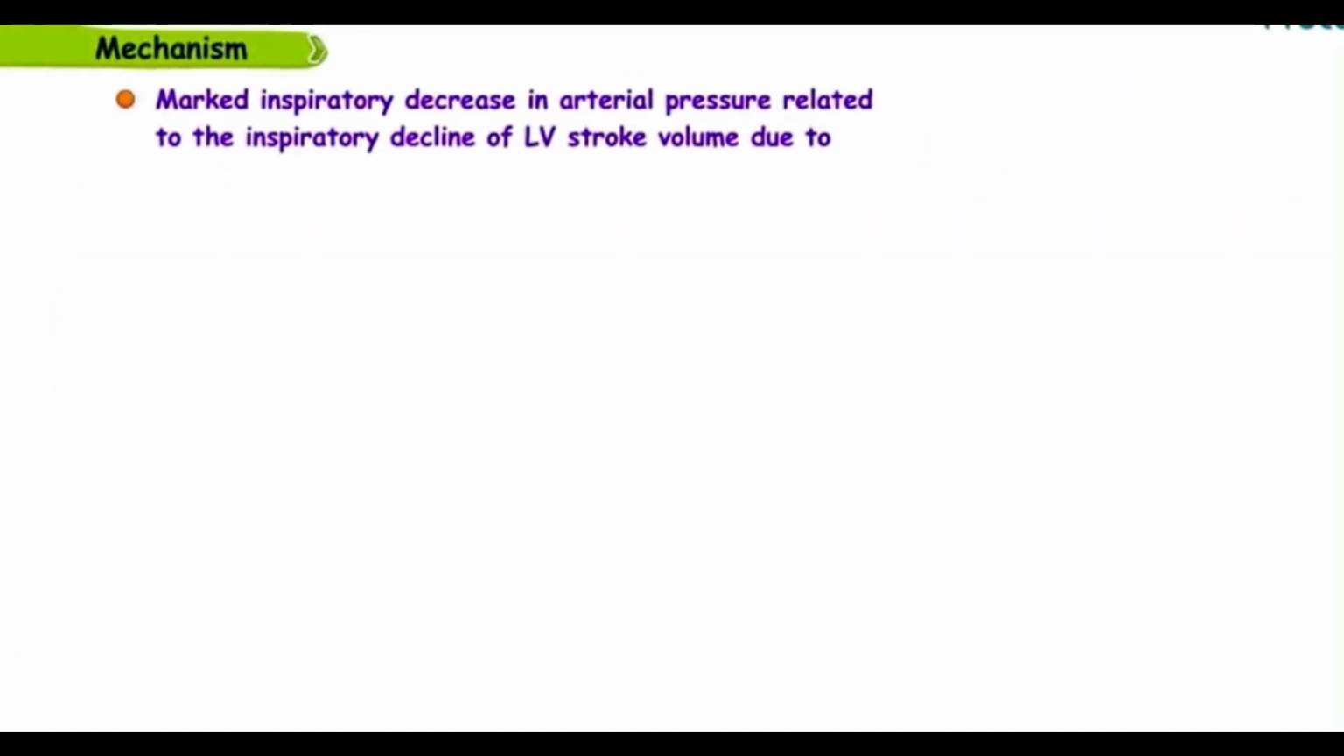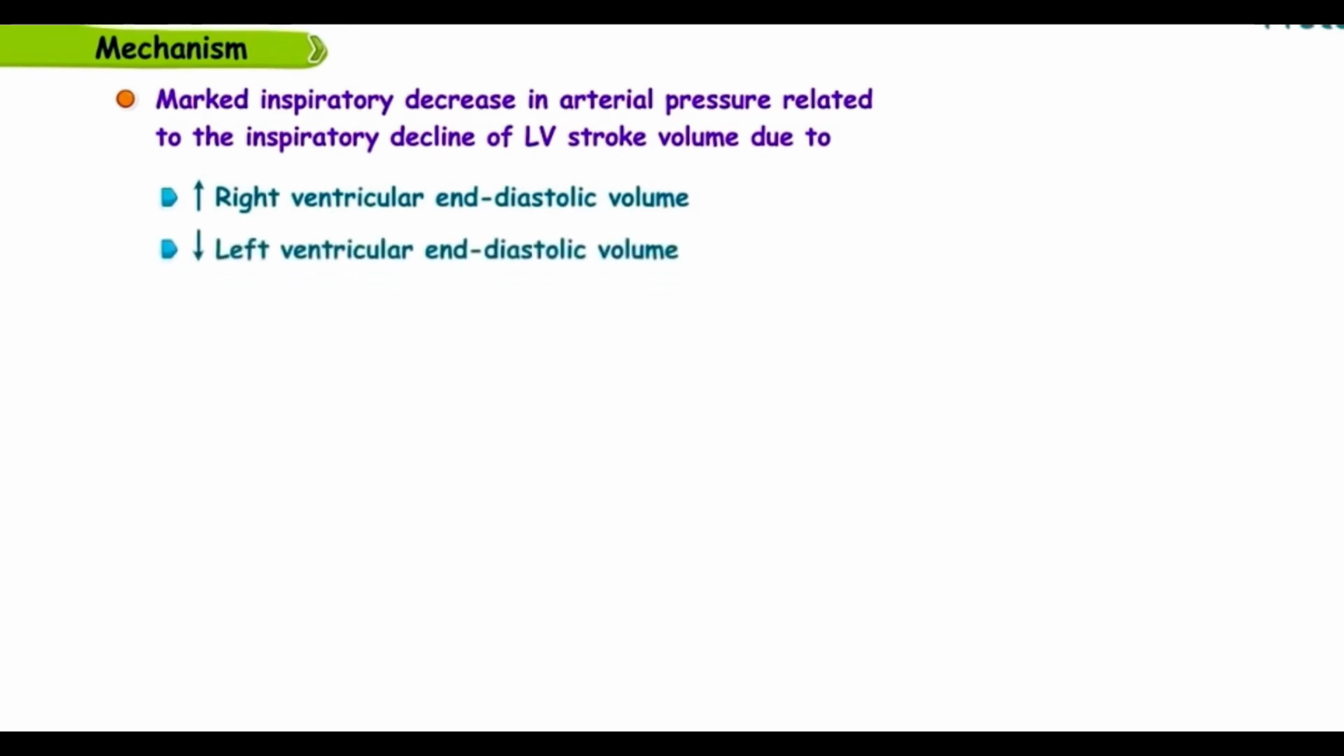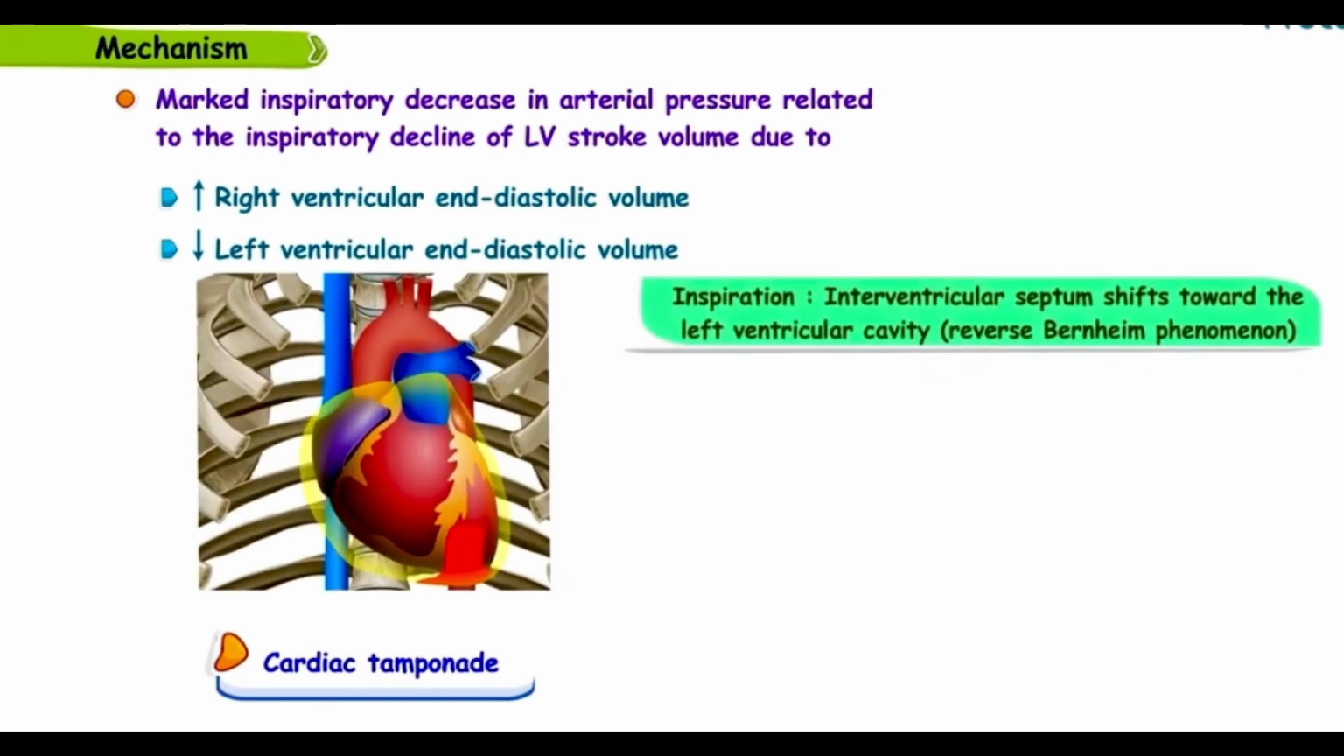Mechanism of Pulsus Paradoxus. The mechanism for the marked inspiratory decrease in arterial pressure with Pulsus Paradoxus appears to be related to the inspiratory decline of left ventricular stroke volume due to an increase in right ventricular end-diastolic volume and a decreased left ventricular end-diastolic volume. In cardiac tamponade, the interventricular septum shifts towards the left ventricular cavity during inspiration, a reverse Bernheim phenomenon.